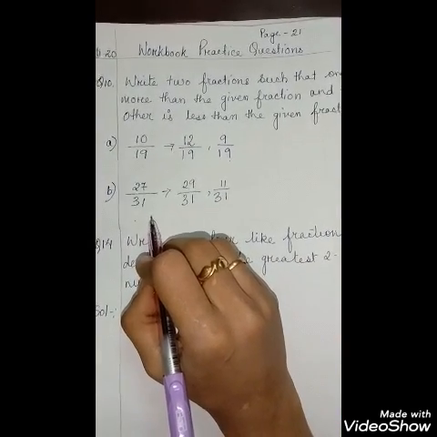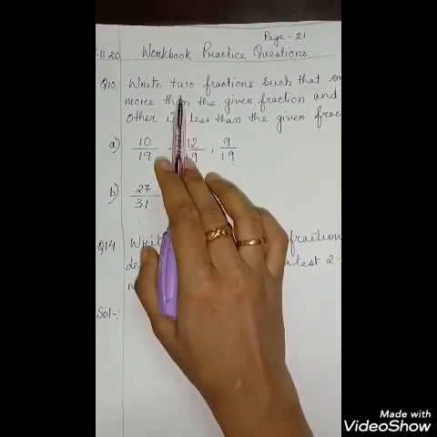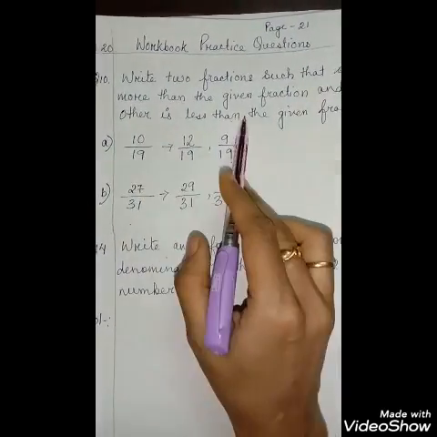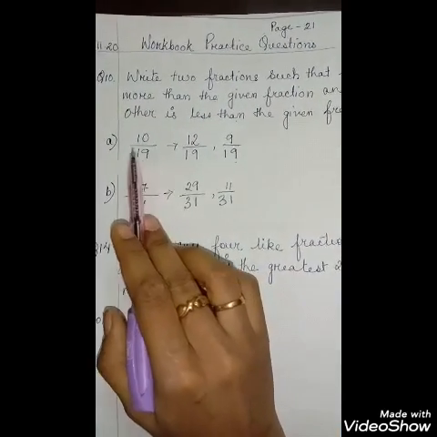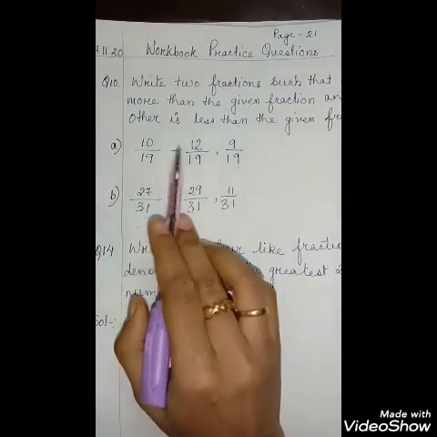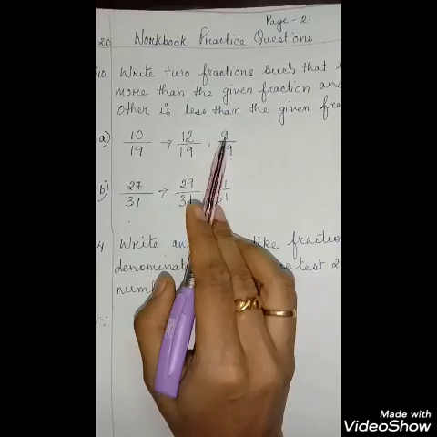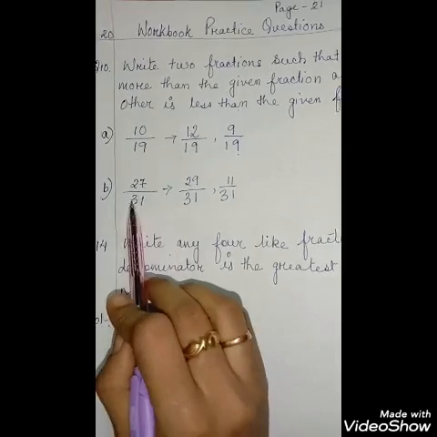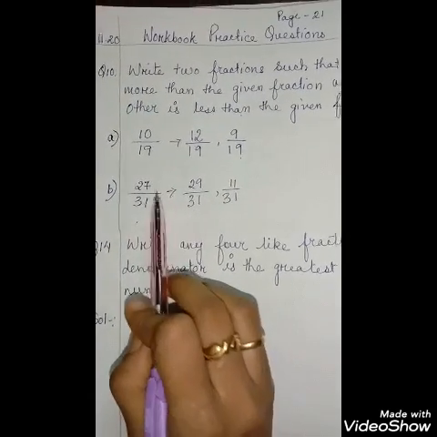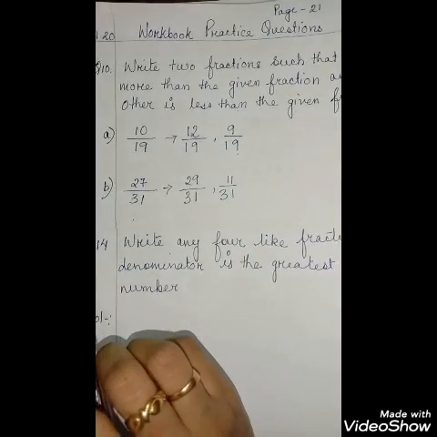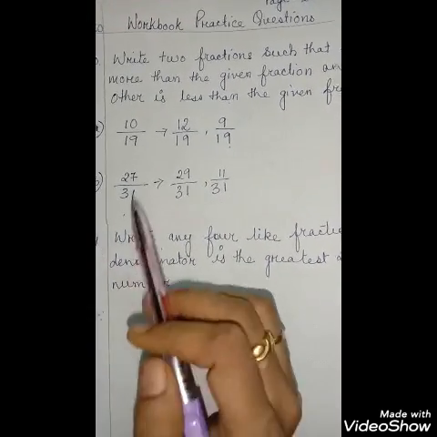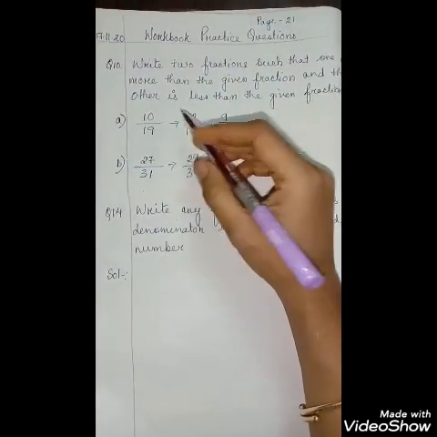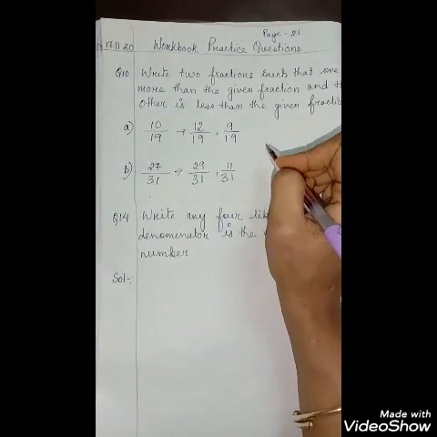Yes? Understood, children? So this question is asking what? Write two fractions such that one is more than the given fraction and the other is less than the given fraction. So we have completed number A, 10 by 19. One more than the given fraction is 12 by 19 and one less is 9 by 19. Number B, 27 by 31. More than the given fraction we have written 29 by 31 and less than the given fraction we have written 11 by 31. Clear? Understood, children? And the rest, C and D, you do it as home practice. As I have shown you how to do, C and D you do by yourself.